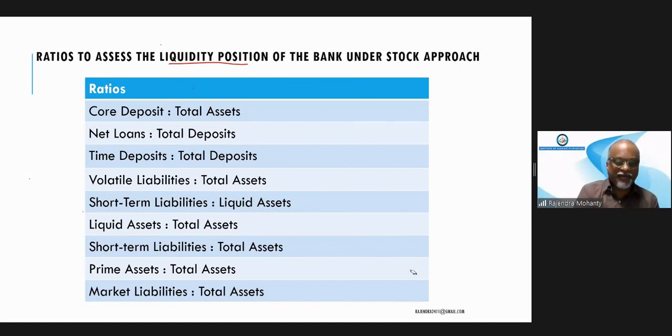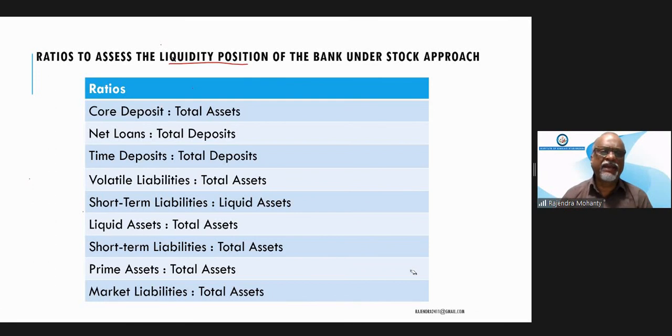Forget about all other things. Prime asset means how much cash you are holding. So if your prime asset to total asset ratio is higher, is it good or lower is good? Higher is good. Higher. Lower is good because cash will not earn any profit, sir.